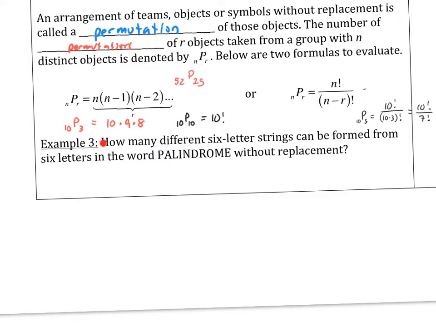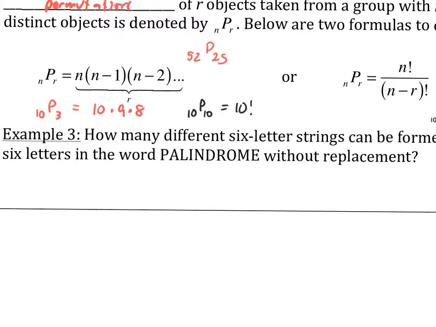All right, so let's take a gander at this next one here. And we're going to solve this one using both methods. How many different 6-letter strings can be formed from 6 letters in the word palindrome? Notice that every single letter, by the way, is different in palindrome. So that helps out. And we're not going to replace. Let's see what this is here. 1, 2, 3, 4, 5, 6, 7, 8, 9, 10. So I have 10 total letters.